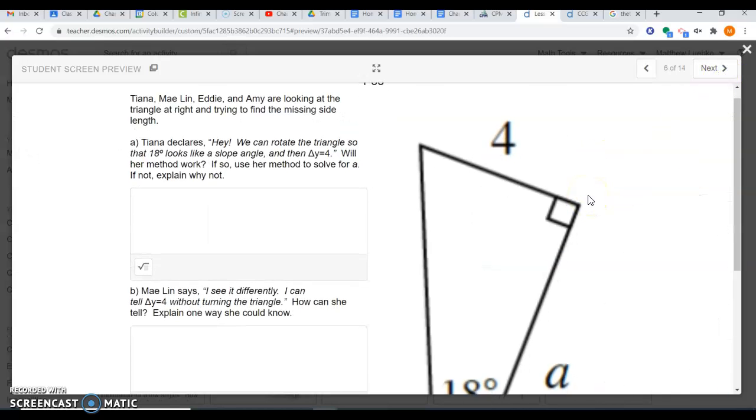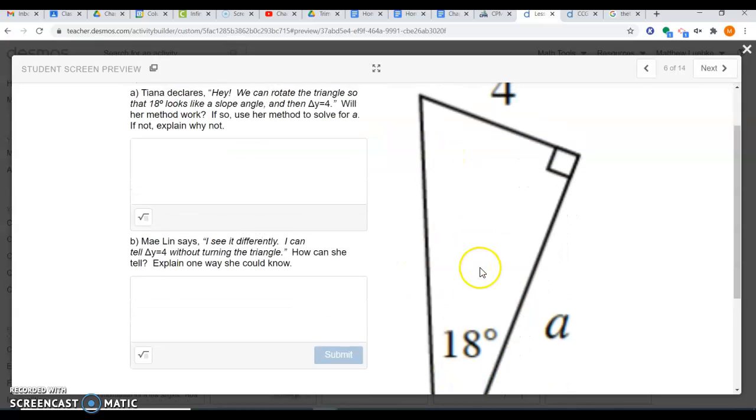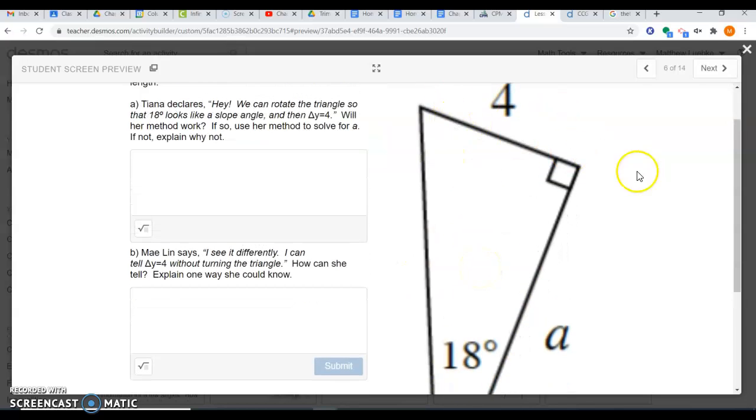Here's the question that's going to point out what we can use, or when we use which angle, is it going to be my change of y, or my change of x? This is the first one we'll talk about. Tina declares we can rotate this triangle so that the 18 becomes the slope angle, and that means your change of y would be 4. Does that make sense? Would her method work? If you rotate this down, 18 becomes your slope angle, then 4 would have to be your change in y.